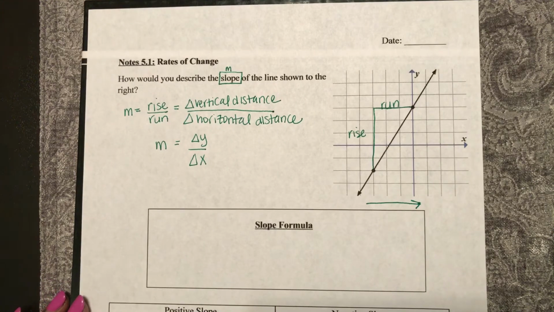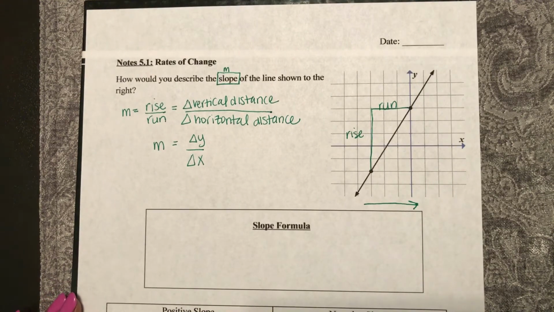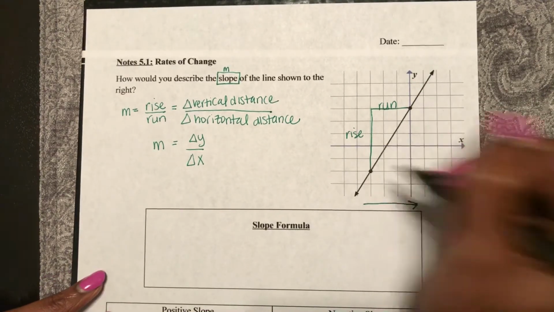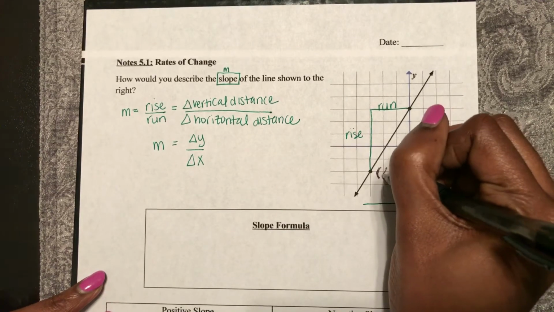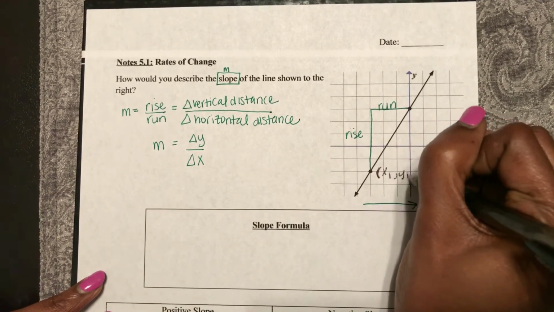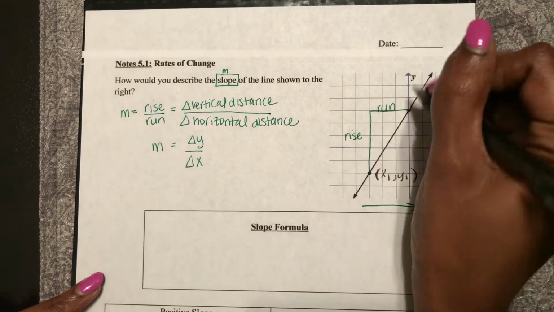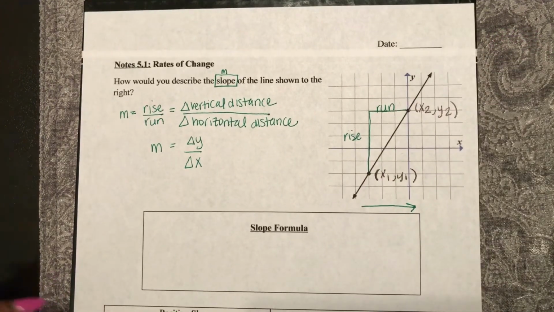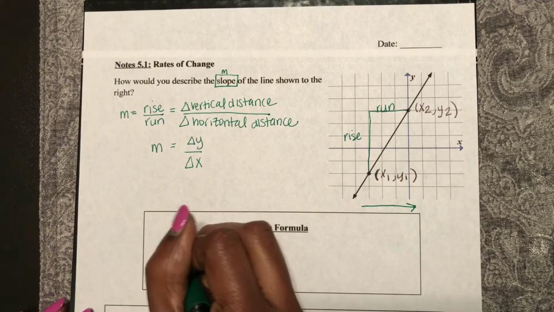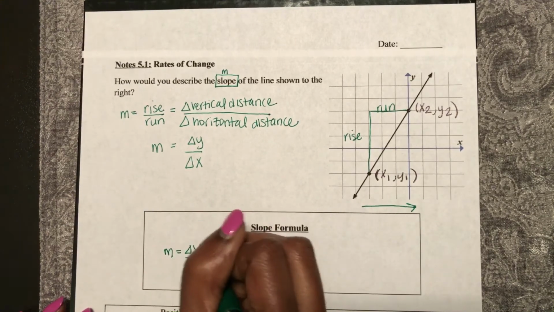So from this visual representation, we can come up with a formula to find the slope between any two given points. So we know what the coordinate of this point is, but I'm just going to call it x1, y1, my first point. And then the second point is x2, y2. So how can we then find the rise and the run? So m equals change in y over change in x.